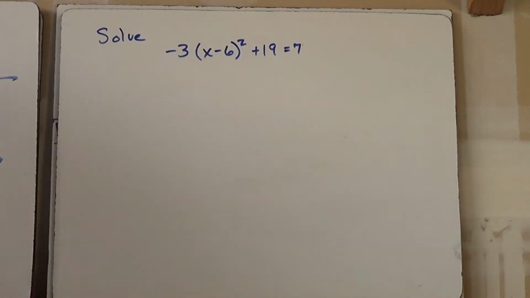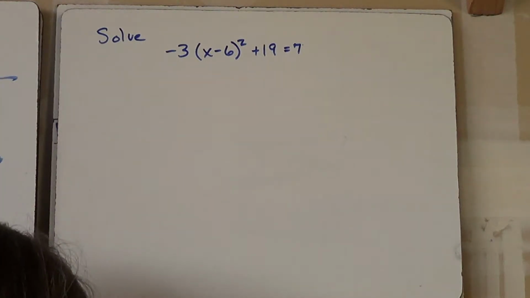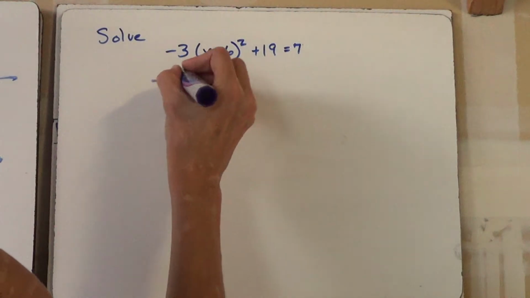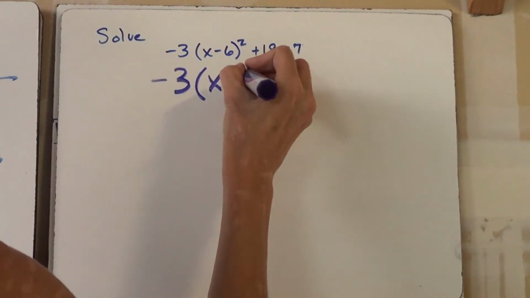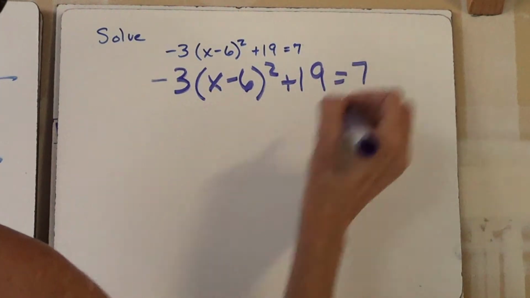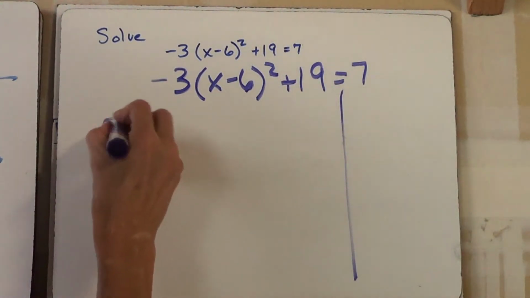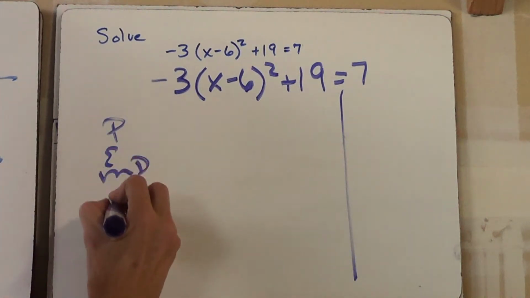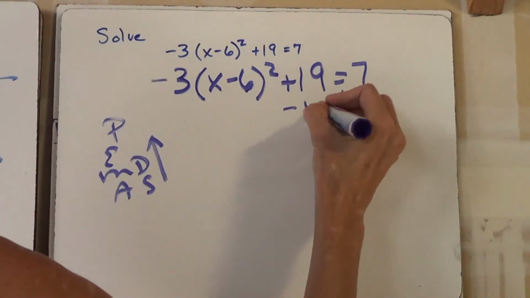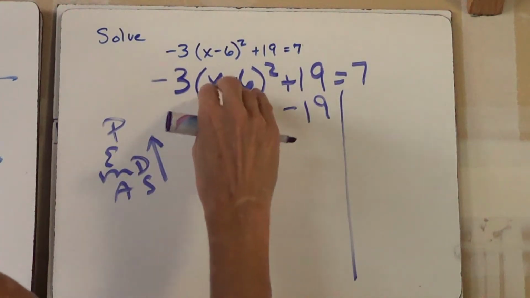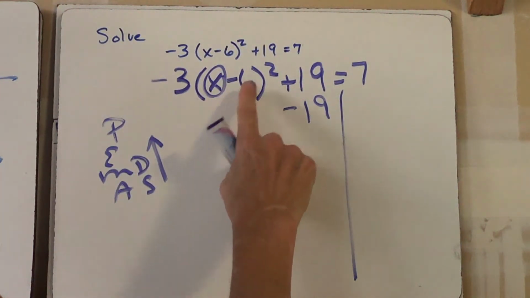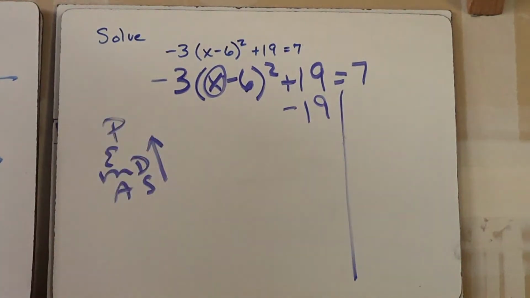Okay. Another problem here, I want to switch pens just for variety. Okay, hopefully you can see this. It's negative 3 times (x minus 6) squared plus 19 equals 7. First thing we'd do, going up the PEMDAS, we want to subtract 19 because that's what's being added or subtracted to this x. Now, you might say, but negative 6 is being subtracted. It's inside parentheses. That's clear at the top.